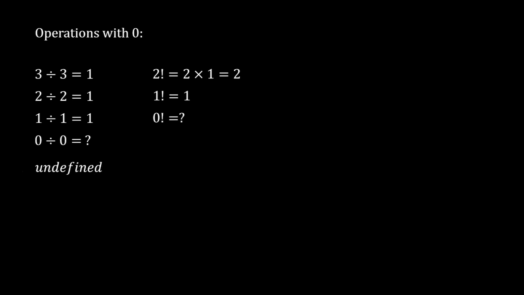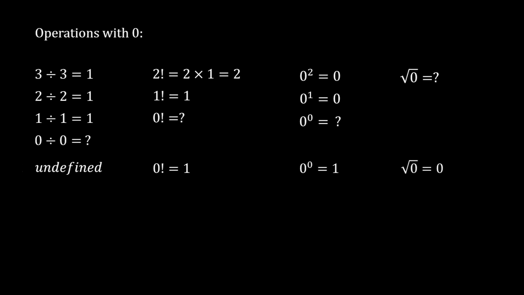2 factorial is 2 times 1 and equals 2. 1 factorial is 1. What is 0 factorial? 0 factorial is defined as 1. 0 power 2 is 0. 0 power 1 is 0. What is 0 power 0? 0 power 0 is defined as 1. What is the square root of 0? The square root of 0 is 0.